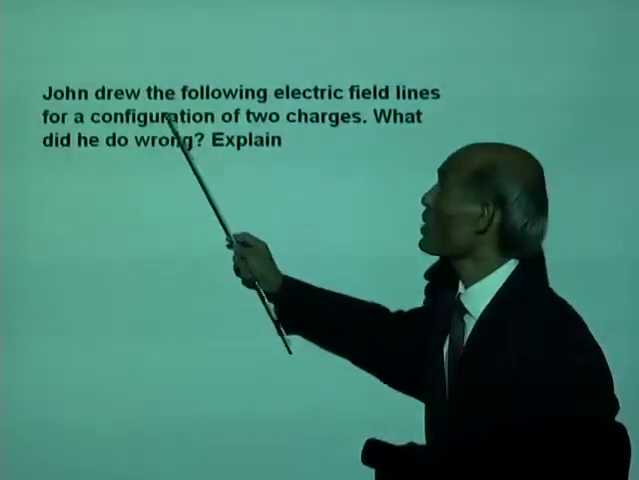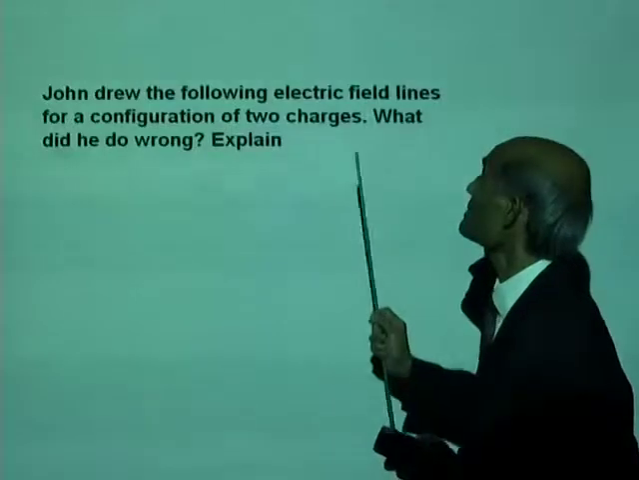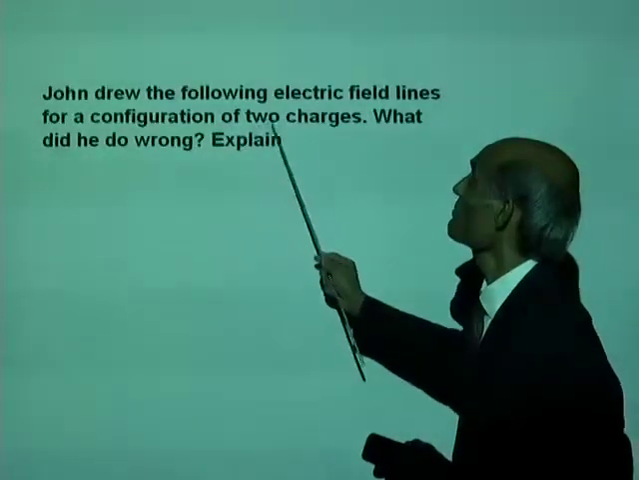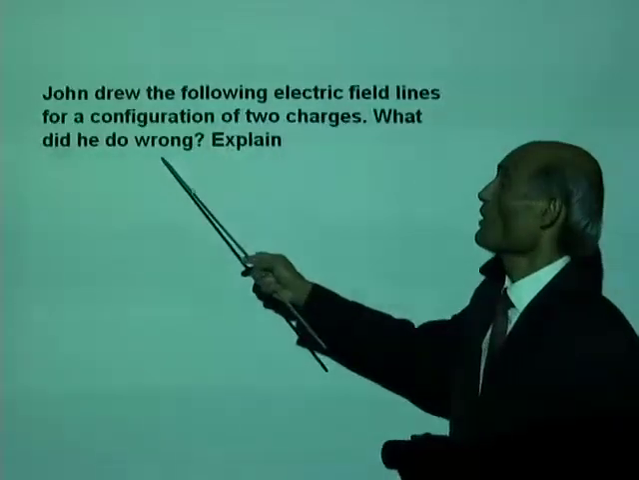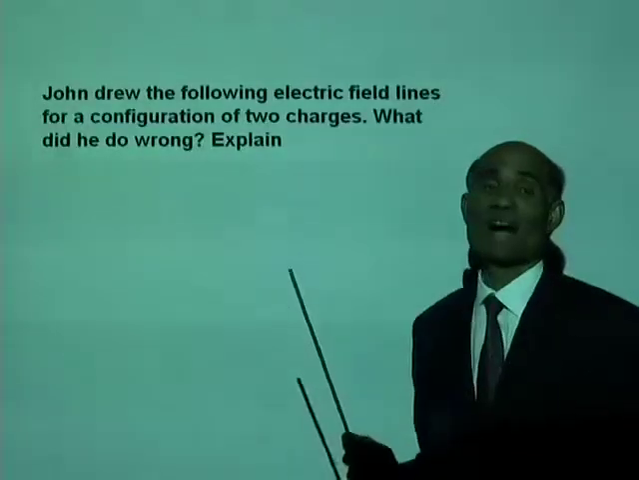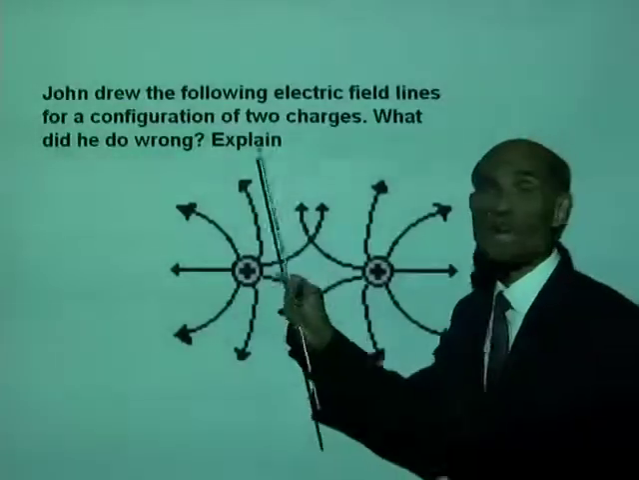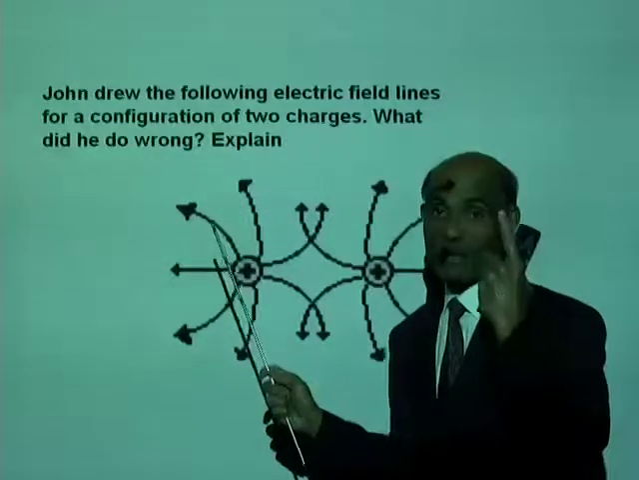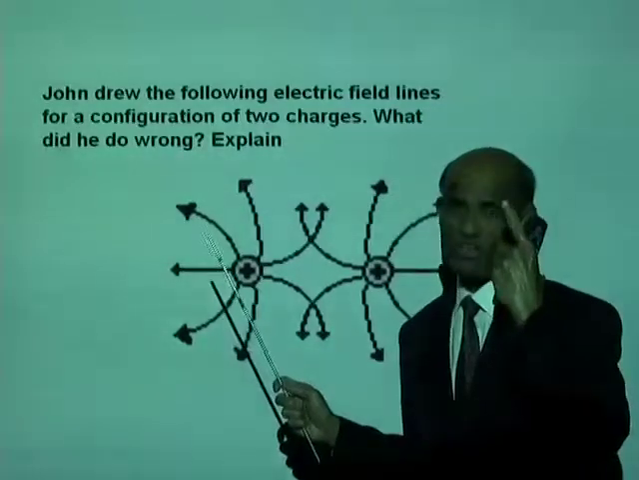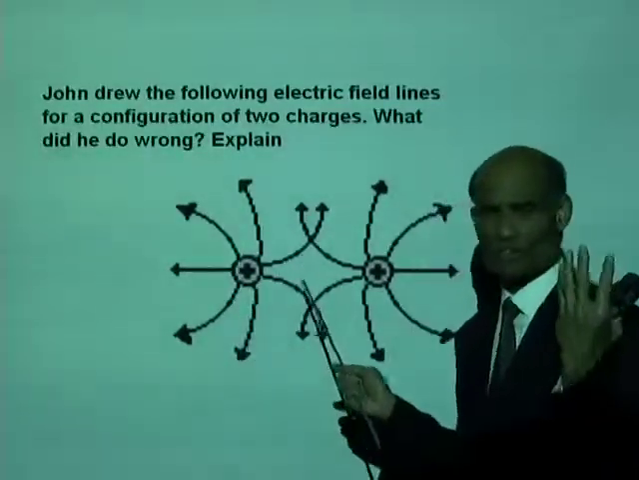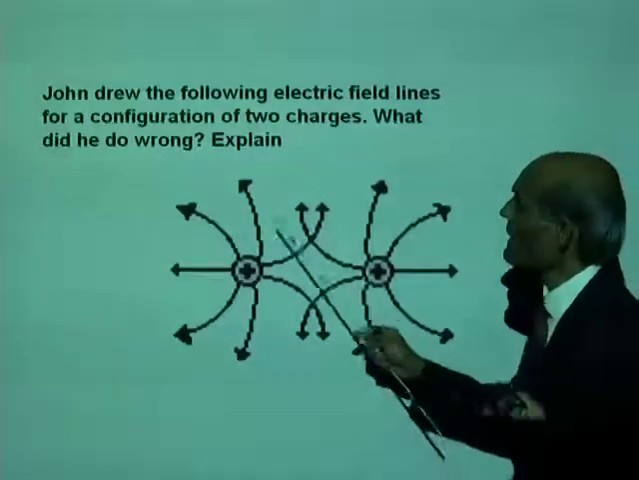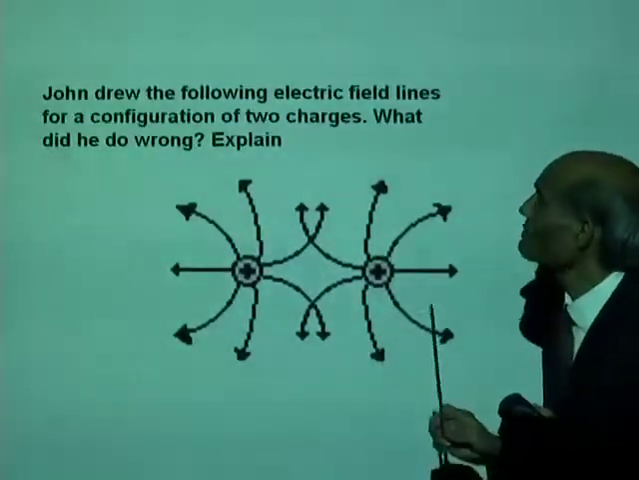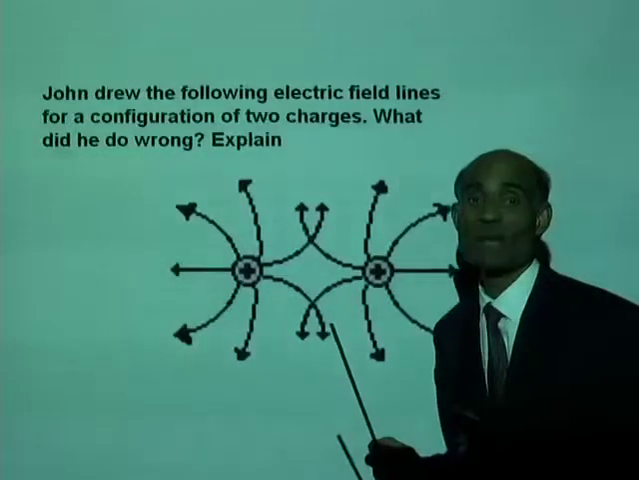Number 2, John drew the following electric field lines for a configuration of 2 charges. What did he do wrong? And explain. So this is the second assignment. Each one will give you 1 point. It's very silly actually, because it's so simple. Okay, you got to tell me what is wrong with the diagram and explain.